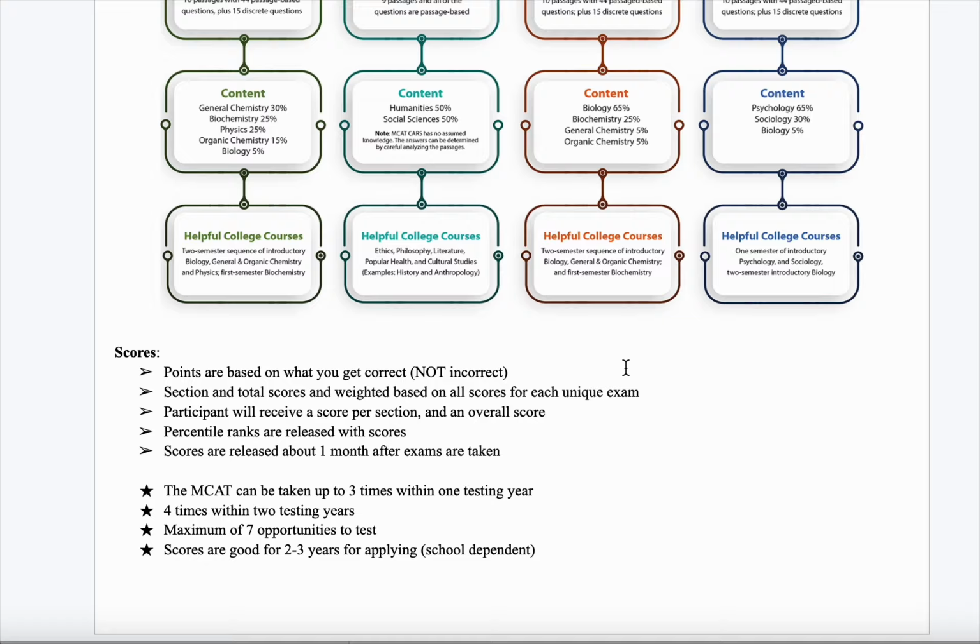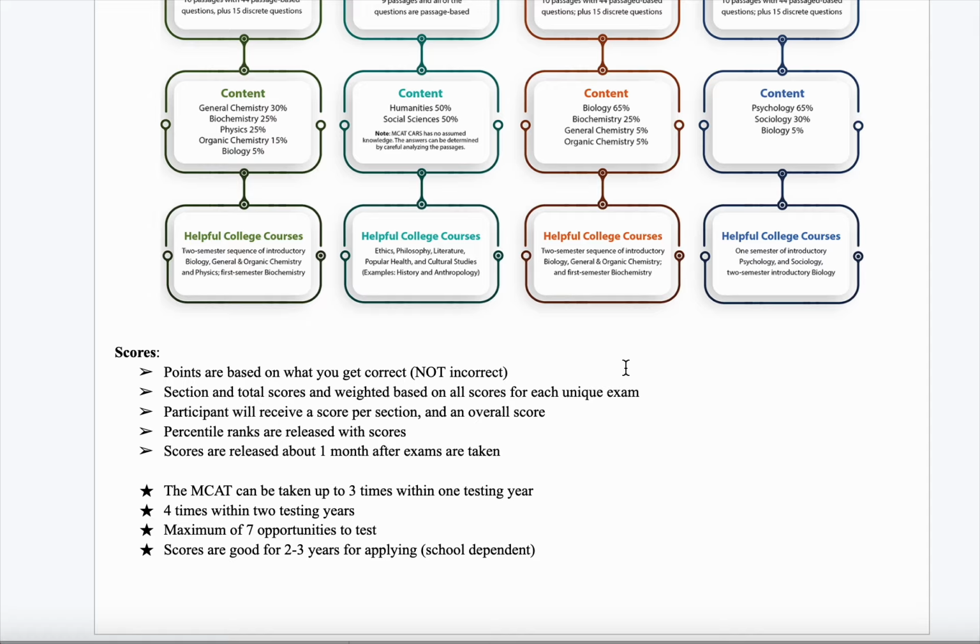A few more important things. How many times can you take the MCAT? This is a big question. You might take it once, you might take it more than once. It doesn't say anything that's good or bad against you either way. But your MCAT can be taken up to 3 times within one testing year. Now, between 2 years, you can take it 4 times, so however you space that out is how you want to do it. But total opportunities to test is 7.